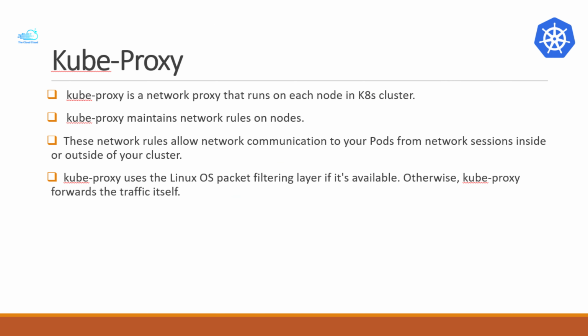Kube-proxy. Kube-proxy is a network proxy that runs on each node in your cluster. It basically implements the Kubernetes service concept. Kube-proxy maintains the network rules on nodes. These network rules allow network communication to your pods from network sessions inside or outside of your cluster. Kube-proxy uses the operating system packet filtering layer if there is one and it's available. Otherwise, kube-proxy forwards the traffic itself.